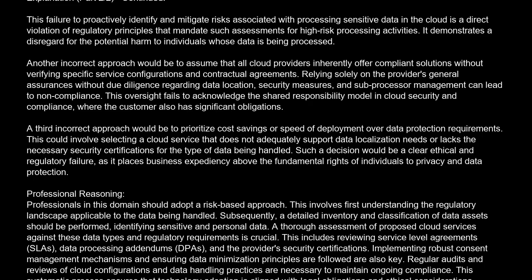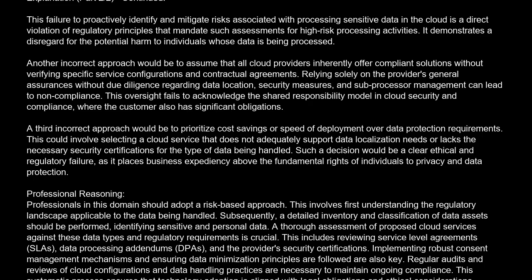A third incorrect approach would be to prioritize cost savings or speed of deployment over data protection requirements. This could involve selecting a cloud service that does not adequately support data localization needs or lacks the necessary security certifications for the type of data being handled. Such a decision would be a clear ethical and regulatory failure, as it places business expediency above the fundamental rights of individuals to privacy and data protection.